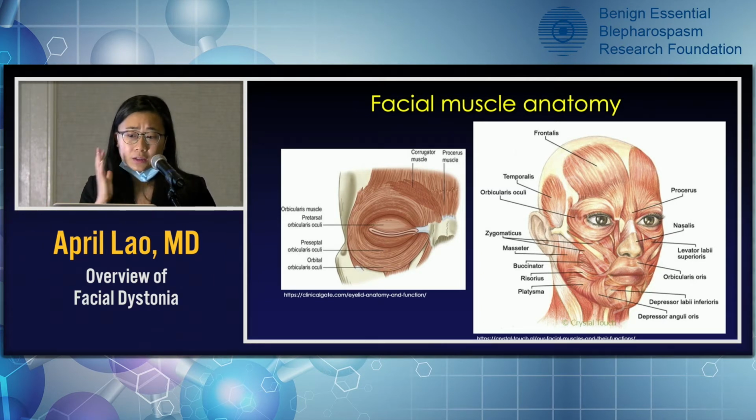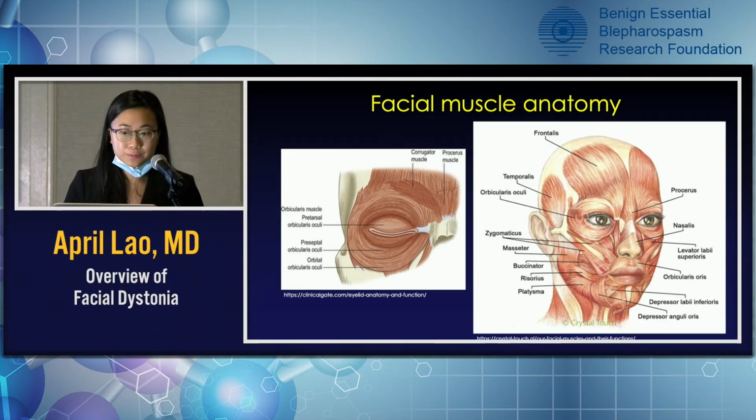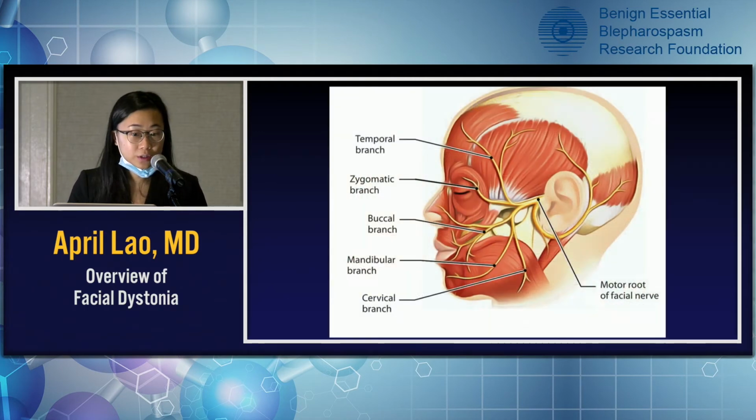And then in the lower face of interest is the masseters and the platysma, which we'll touch on later. These are all innervated by the facial nerve, also known as cranial nerve 7. It exits out by the ear and has 5 different branches that go to all of those muscles respectively.